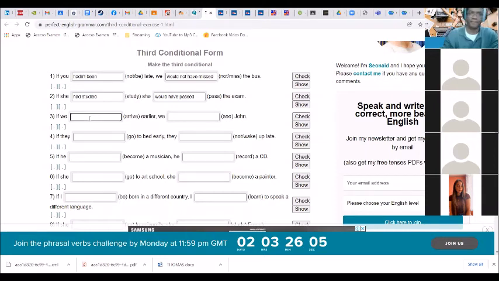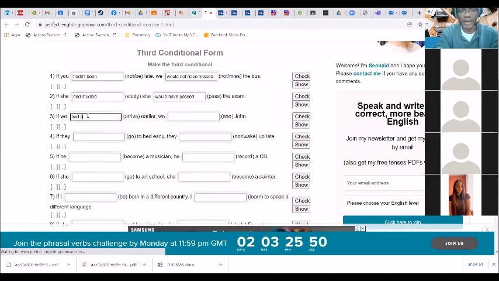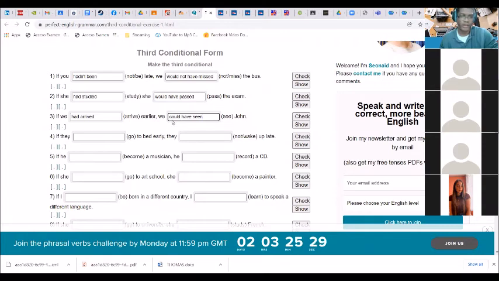Number 3. If we had arrived earlier, we could have seen John. Okay, good. I like the switch. Could have seen is also an option. Remember, you need a modal plus the present perfect. So could or would, both. Be careful, Andrea, with the pronunciation. Sounded more like could than would, but that one also worked. All right, number 4, Anna Gali.